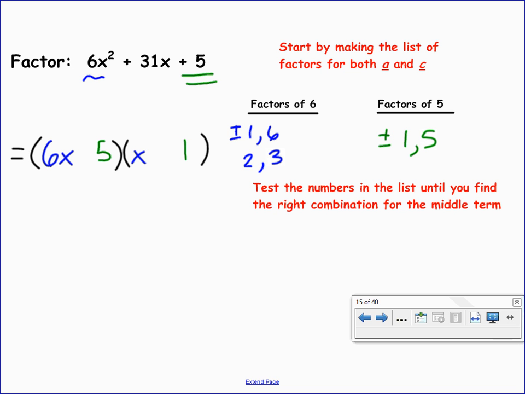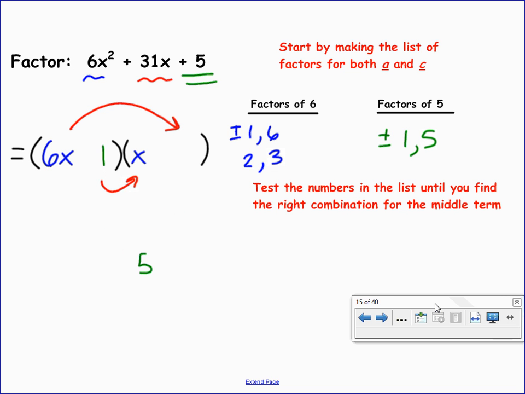It's okay if we're wrong, right? We want to see what outer product and inner product would be created by this placement right now. So let's go ahead and check. 6x times 1 would create an outer product of 6x. Yes? 5 times x is 5x. Do 5x and 6x sum to give me that middle term of 31x? No, they don't. Is this the correct placement? No, it's not. But we've gotten one step closer to the correct placement by identifying this as incorrect, so don't worry. What else can we try?